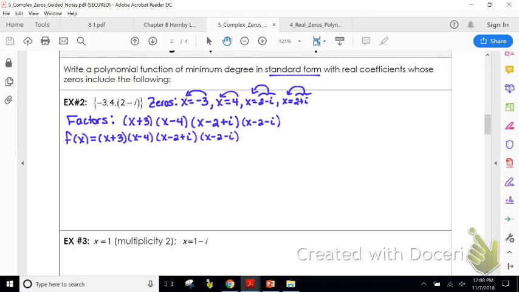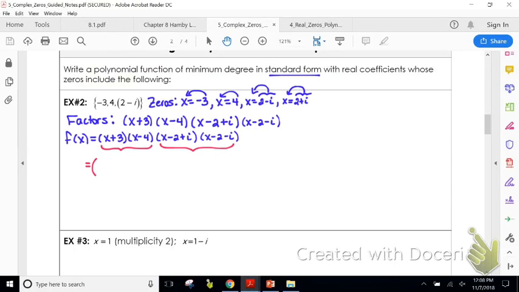So how many factors do I have? Anybody? 4. So I could multiply 2 of them together and then the other 2 together and then multiply those answers together. Does that make sense? So remember, you want to multiply your imaginary ones together. So these 2 need to go together, and we're going to multiply those 2 together as well.